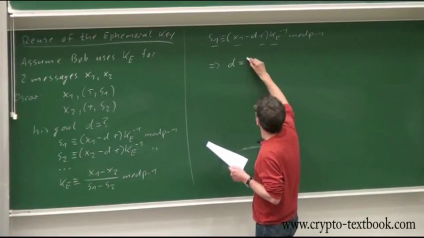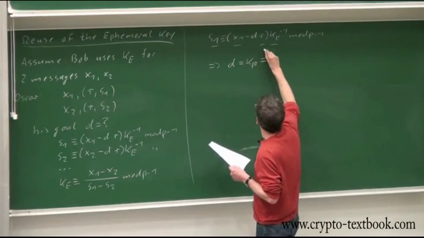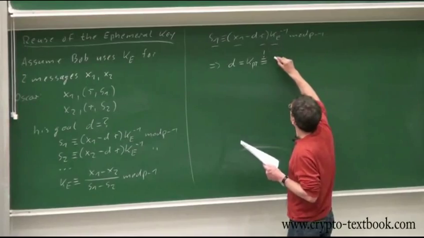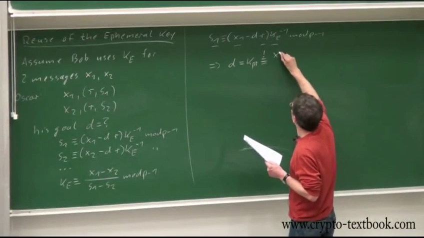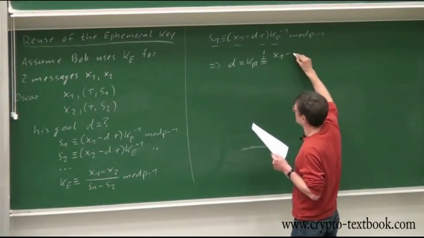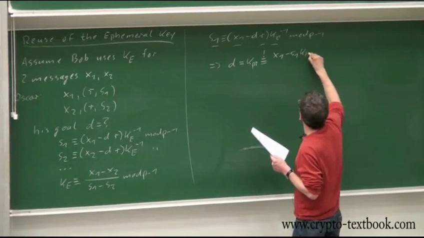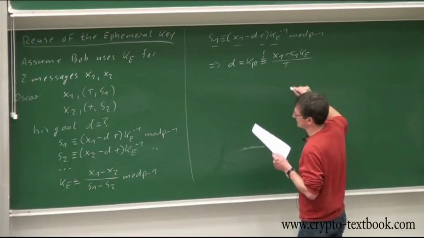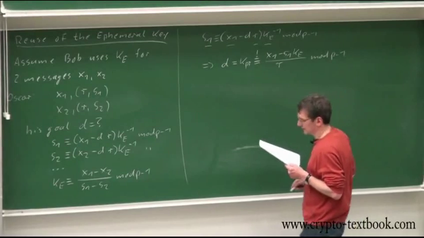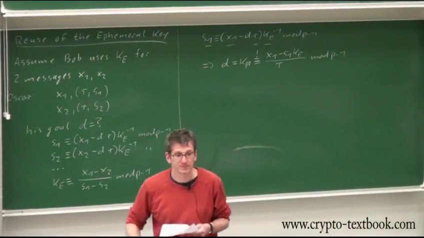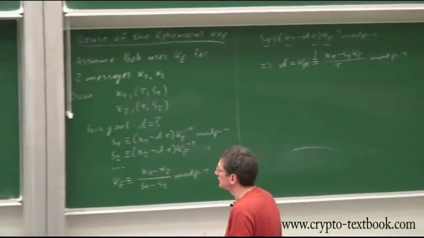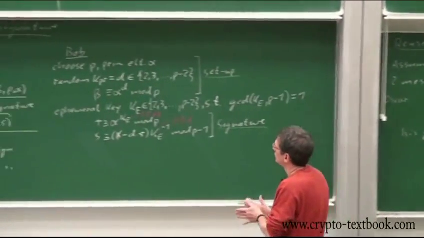So D, which is the private key, if we reorder this here, it becomes X1 minus S1 KE divided by R mod p minus 1. So it's really simple here. That's what I just showed you. It's really simple to compute that.